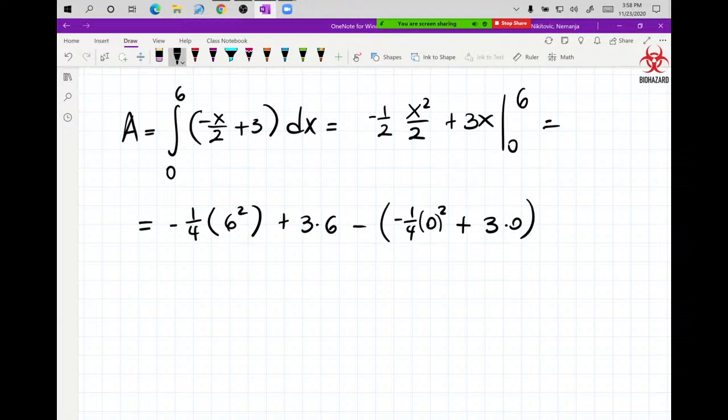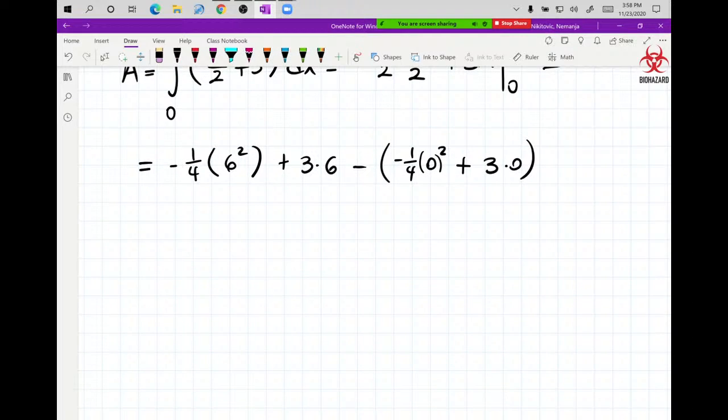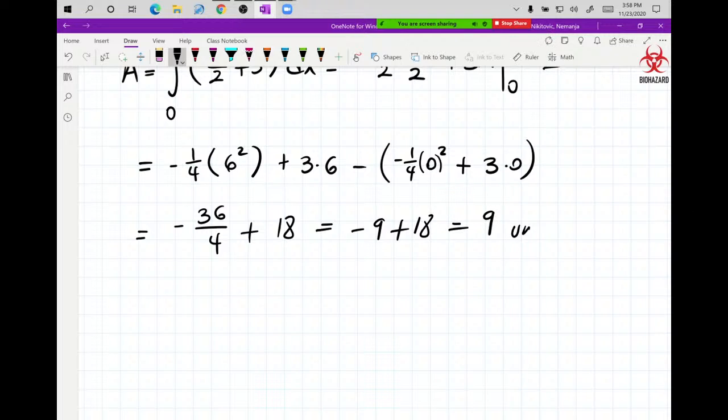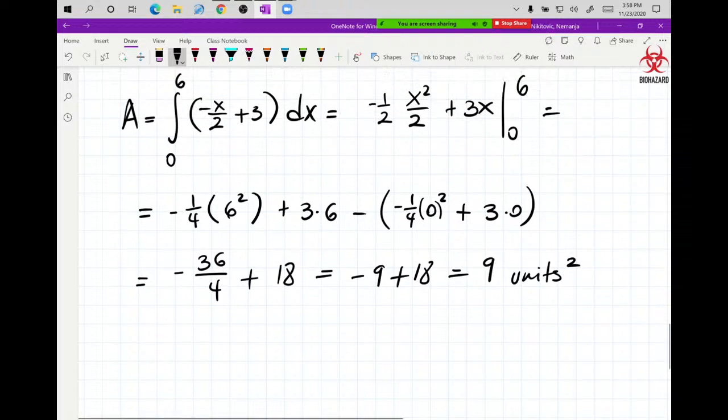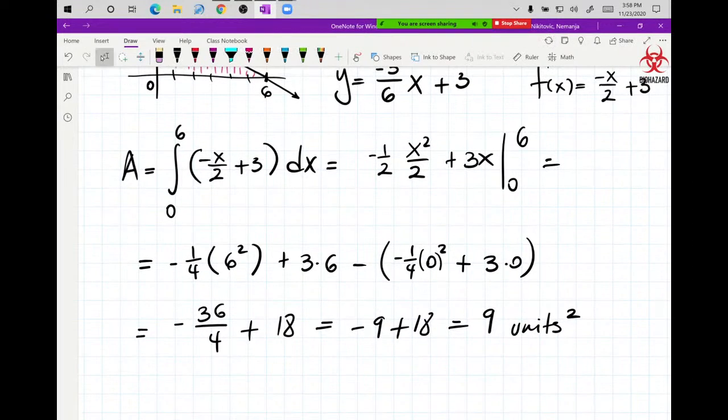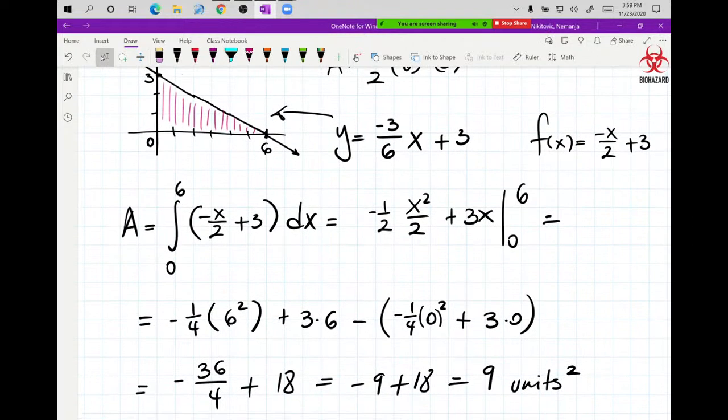Now you see that you get a big fat 0 right from here. That's all zeros. So all I have is negative 36 over 4 plus 18. That's negative 9 plus 18, which is 9, which is what we expected. So we can calculate the area under the curve very easily, right, if we are able to integrate the function.